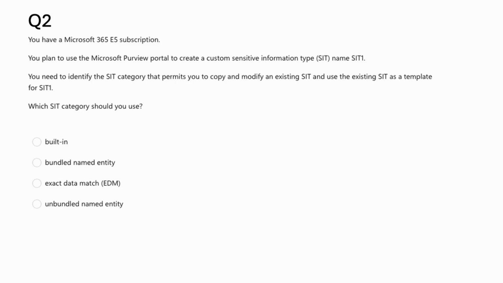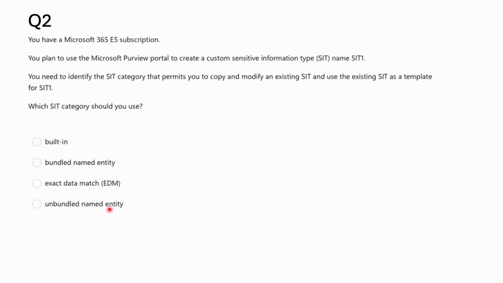Let's see the second question. Here you have a Microsoft 365 E5 subscription, and you plan to use the Microsoft Purview portal to create a custom sensitive information type, which is SIT. The name should be SIT1. And you need to identify the SIT category that permits you to copy and modify an existing SIT and use the existing SIT as a template for SIT1. Which SIT category should you use? Built-in, bundled named entity, exact data match, and unbundled named entity.